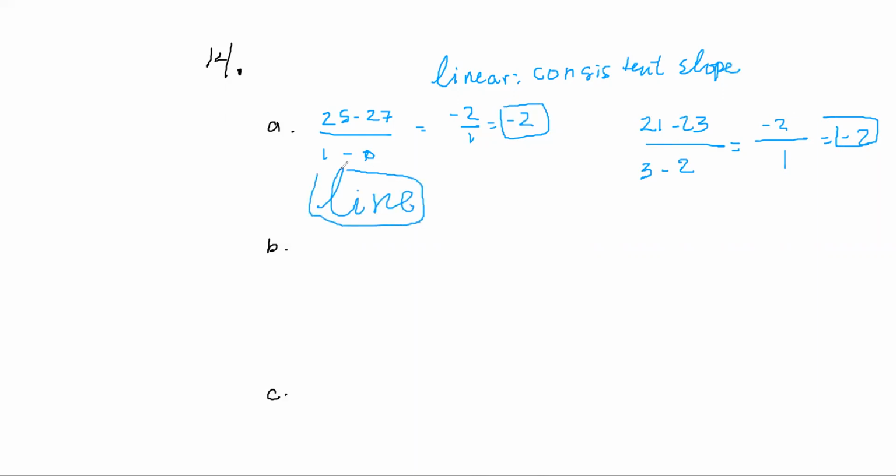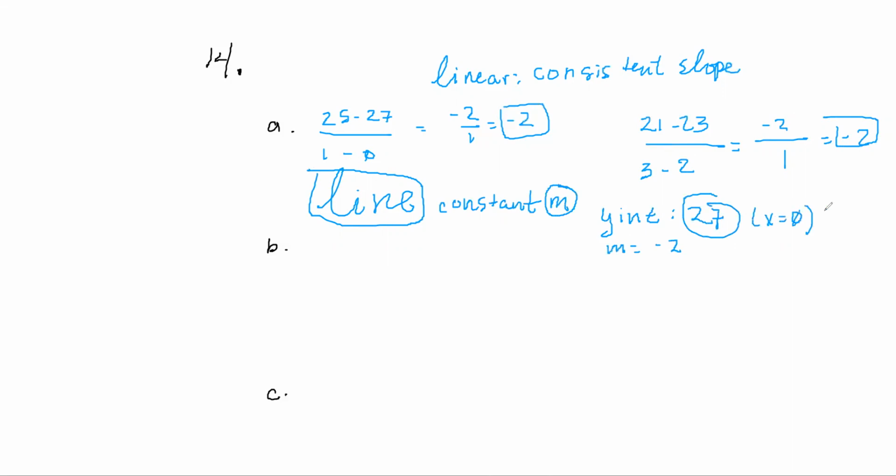So this is going to be a line. And why is that? Because it has a constant slope. And just for practice, can you look at this table and tell me what my y-intercept is going to be? 27. Exactly, because that's where x equals 0.